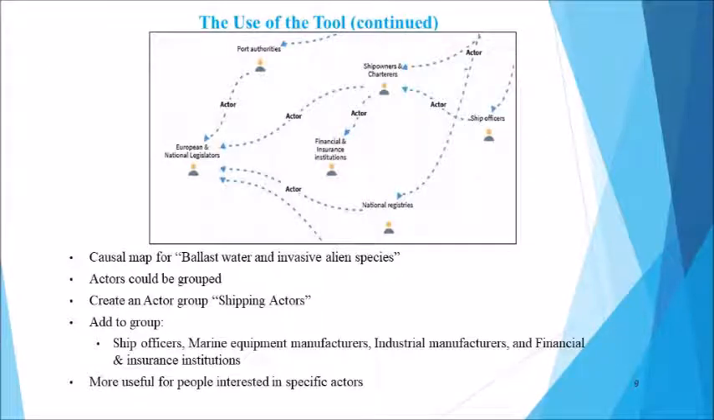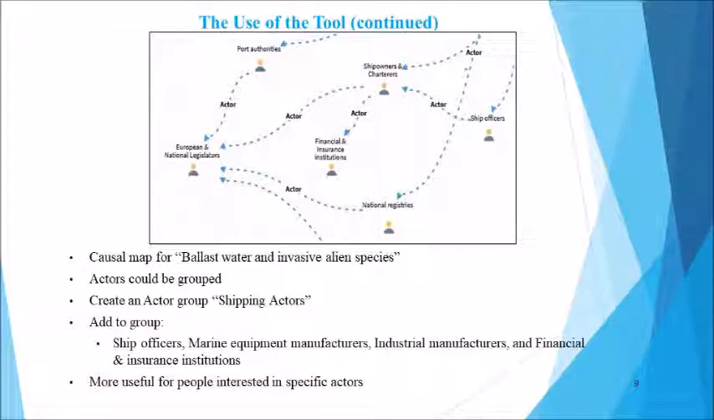Here we have part of the causal map created by the users of the tool when they were creating a causal map of ballast water and invasive alien species. That was the topic they were creating the model for. They've created connections between a number of different actors. For example, ship owners and charters are connected to European and national legislators, and then the actor ship officers is connected to ship owners and charters.